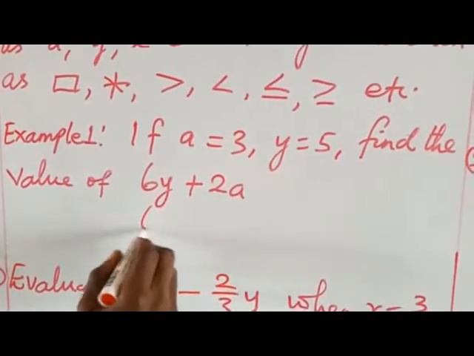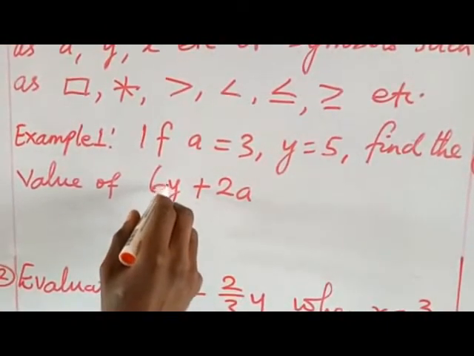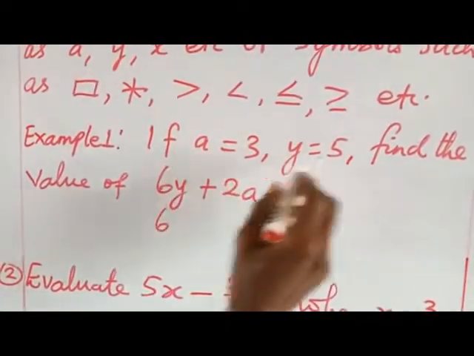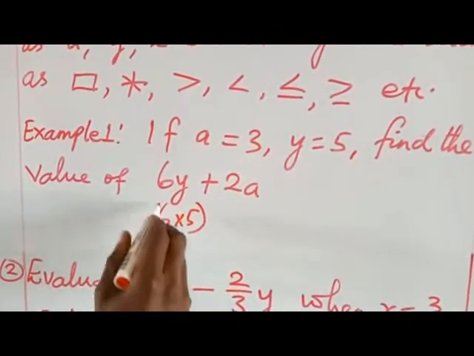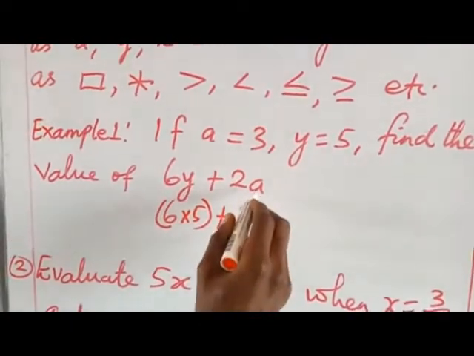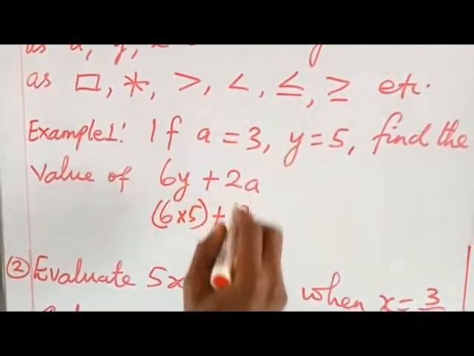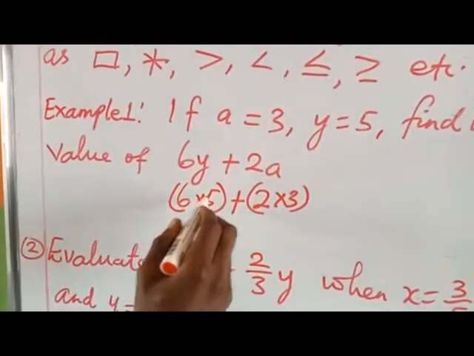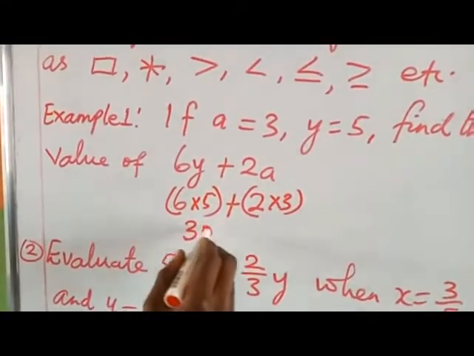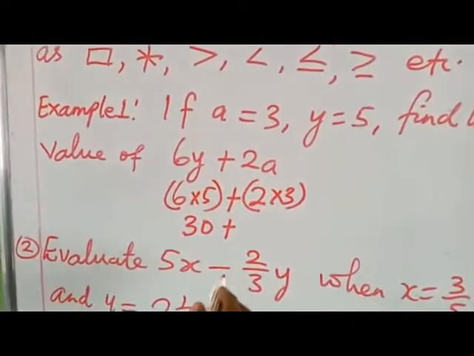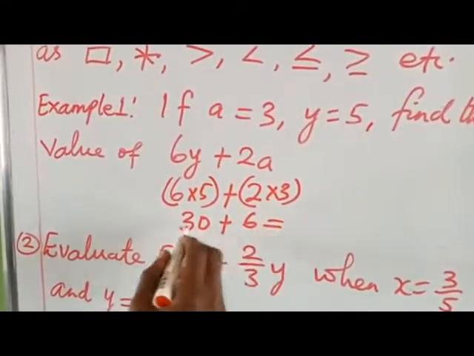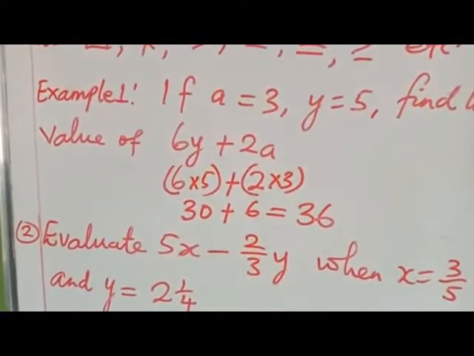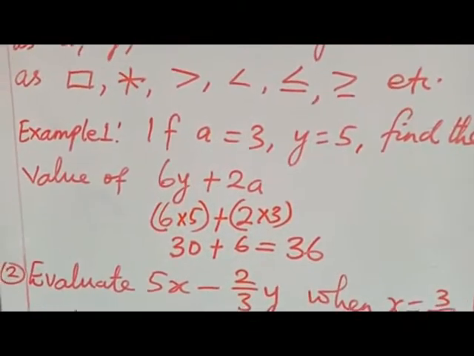Now we have 6. In this case there is multiplication. So it is 6 times y, which is 6 times 5, plus we have 2 times a. And the value of a here is what? It is 3. So 6 times 5 is what? 30, plus 2 times 3 is what? 6. So if you add 30 to 6, we have 36. So this is how this particular example is solved.